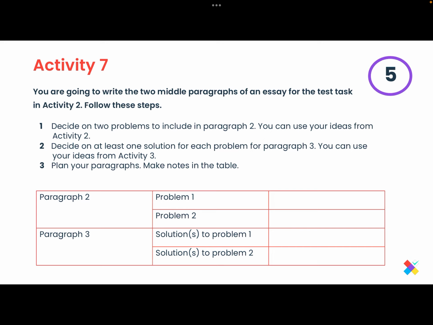Either way you do it, make sure you develop each paragraph equally, so you don't have 2 problems and only 1 solution, or it's not very clear which solution goes with which problem. And remember that you've got 40 minutes to write the essay in the IELTS exam.